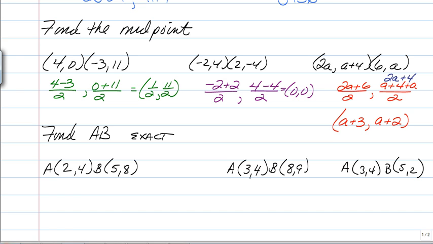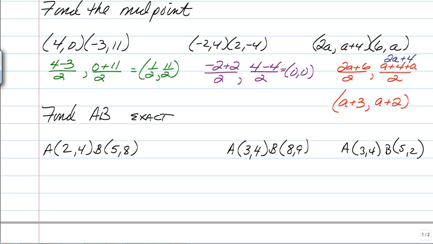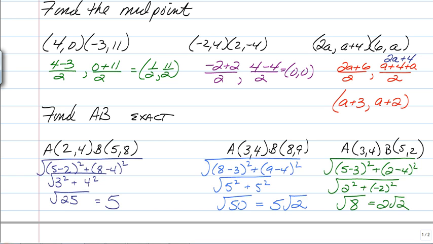As soon as you are done, press play, and we'll see if you got the answers correct for the distance. So press pause and give them a try. If you got 5 for the first one, you are correct.